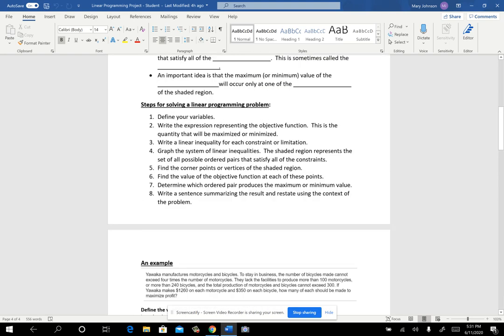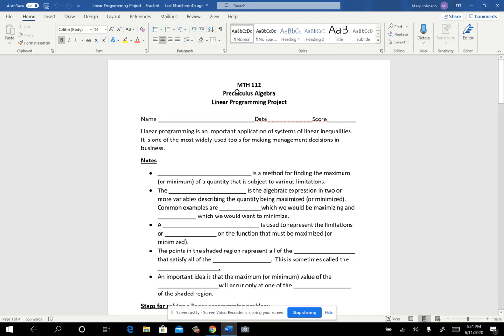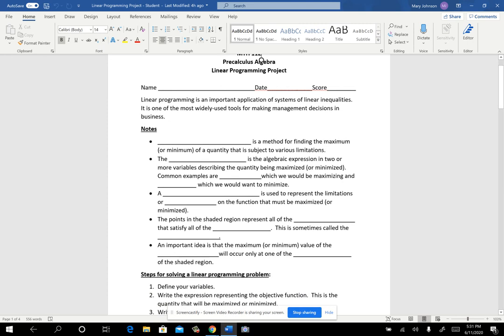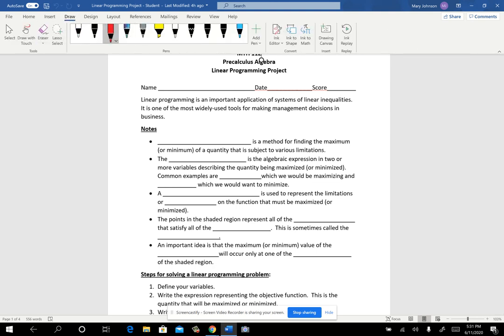All right, so let me go ahead and talk to you a little bit about linear programming. It's widely used. It's a really neat tool that can be used when making a lot of business decisions, okay? All right, so for the notes, start off by just saying that linear programming is a method for finding the maximum or the minimum of a quantity that is subject to various limitations or restrictions, okay?